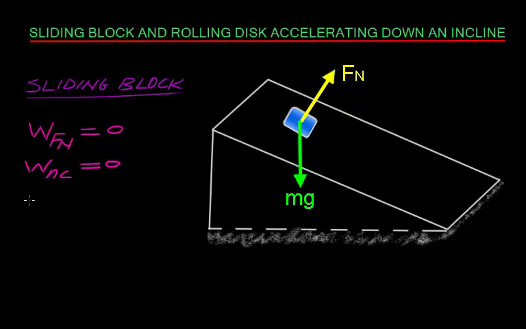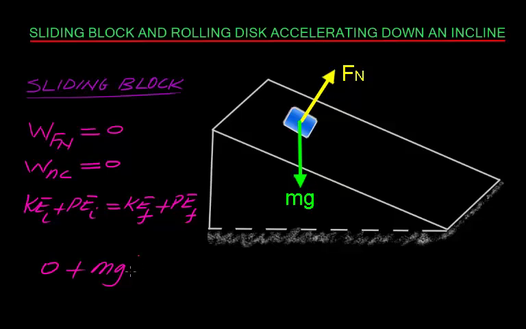This conclusion allows us to use the conservation of energy principle, where the kinetic energy initial plus the potential energy initial equals the kinetic energy final plus the potential energy final. The kinetic energy of the block at the top of the incline, which is the initial position, is going to be 0 because the object is released from rest. The potential energy is in the form of gravitational potential energy, which equals mgh initial.